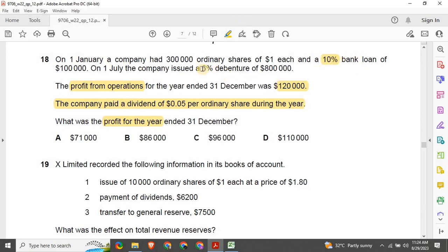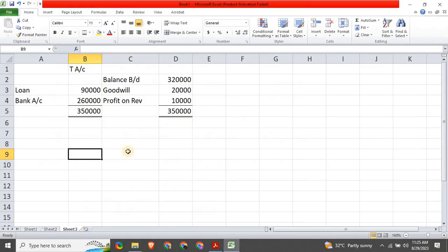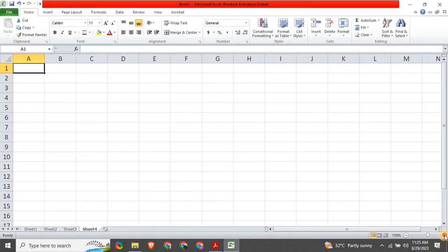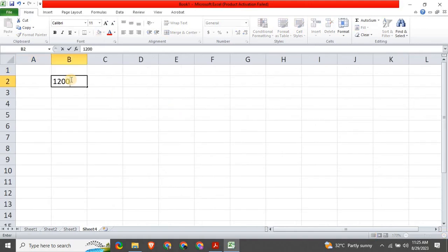So here there is a loan that we have taken from the bank, and there is a debenture that we have taken, and it is 6%. If we calculate the interest on these two, we can easily find out how much our interest is, subtract that from operation profit, and then we'll get profit for the year. Okay. So the 10% bank loan interest is 10,000. So 120,000 minus 10,000.